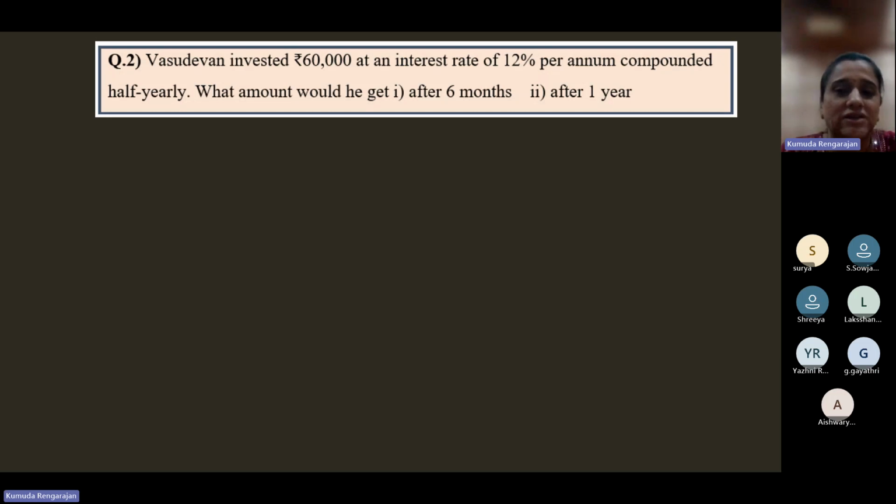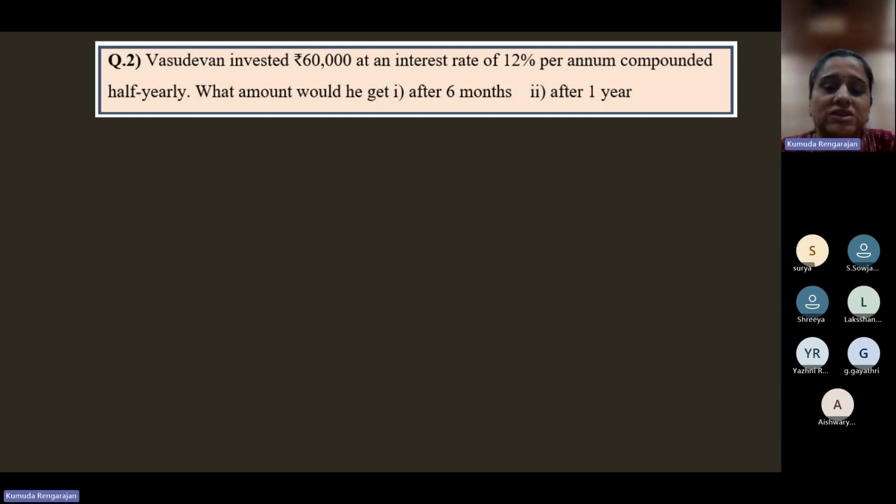So for half a year, the interest will be only 6%. Okay, so here under compound interest, we have a formula to find the amount when the interest is compounded half yearly. So let me read the question fully.